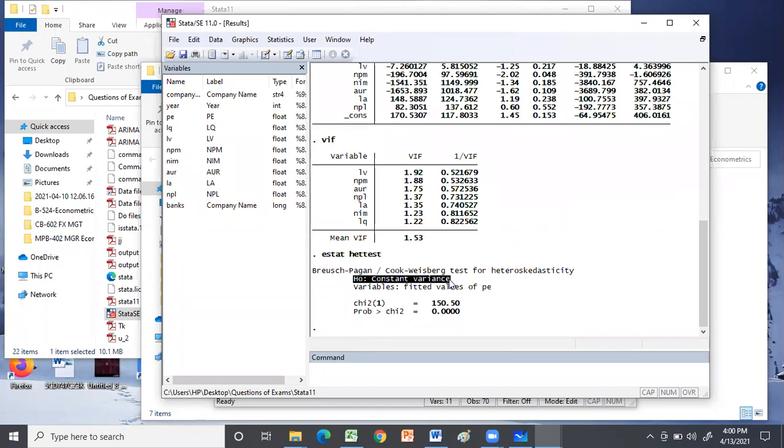Is that clear to everyone? Yes, sir. Then test for autocorrelation.